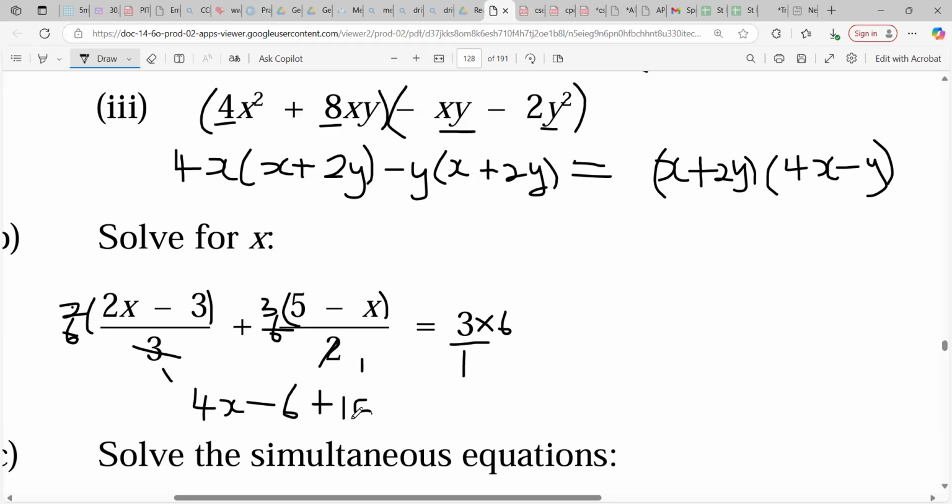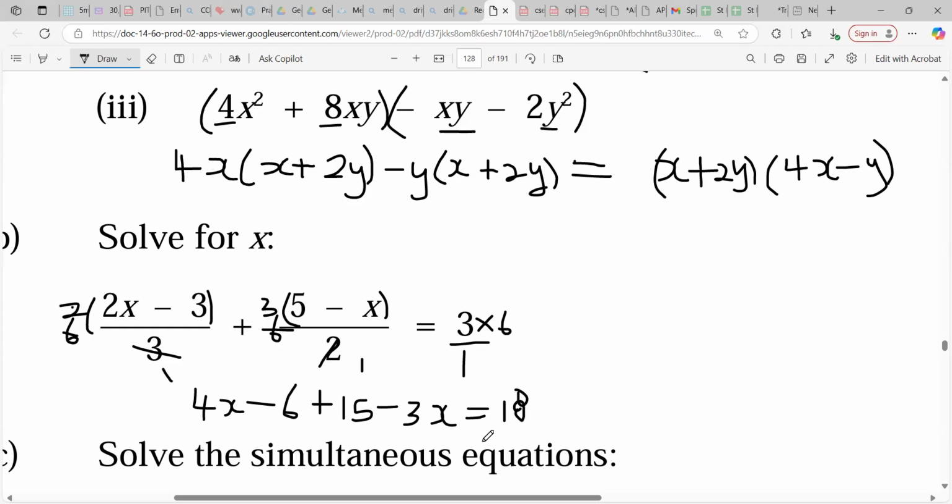Now, next we have 3 times negative x, that would give us minus 3x. Did I say 5? Sorry. And of course, this would equal 18. So a common error students make, they don't multiply the 3 by the 6 to give you 18. So that's where it's wrong.